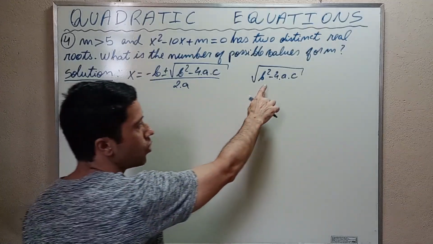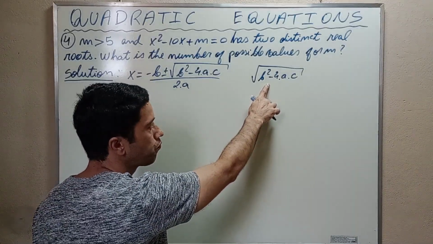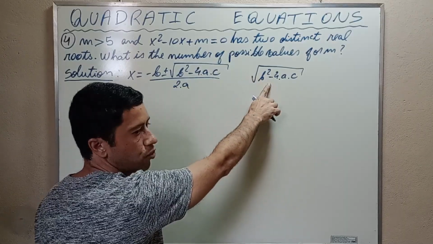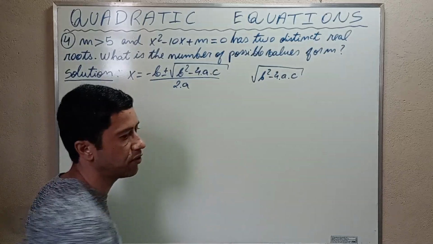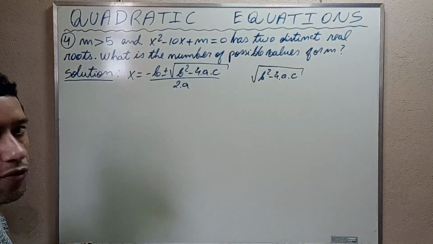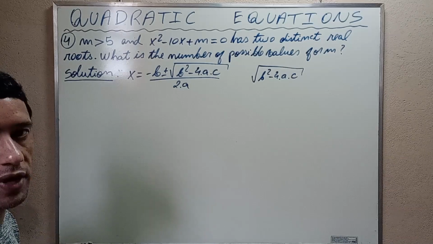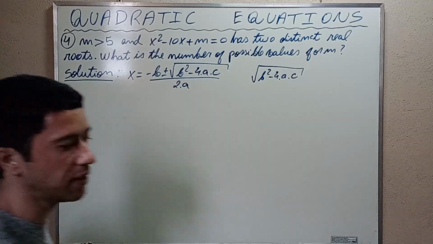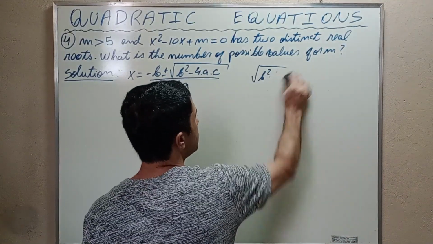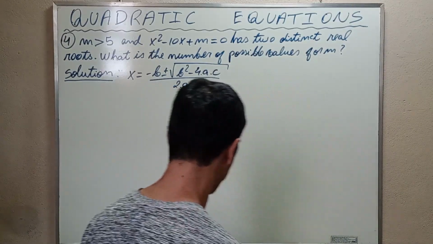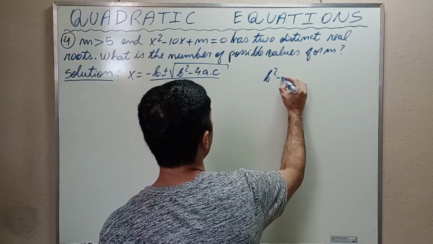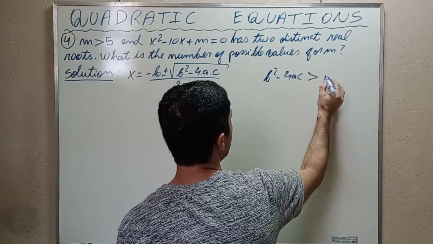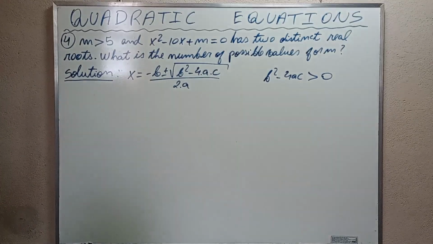Observe this term. For this to be real, we need to have a positive real number here, because the square root of negative numbers is not real, it is imaginary. Then as a consequence, b squared minus 4 times a times c has to be greater than 0. Okay? This is the condition of this exercise.